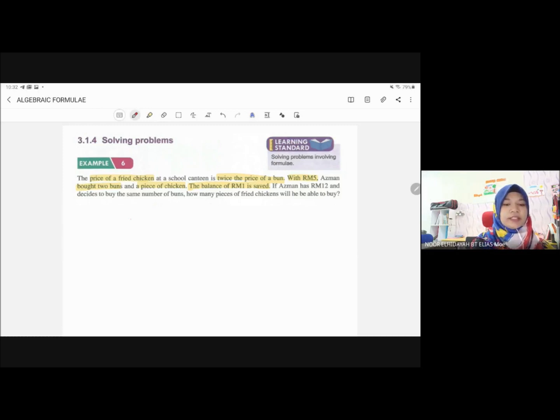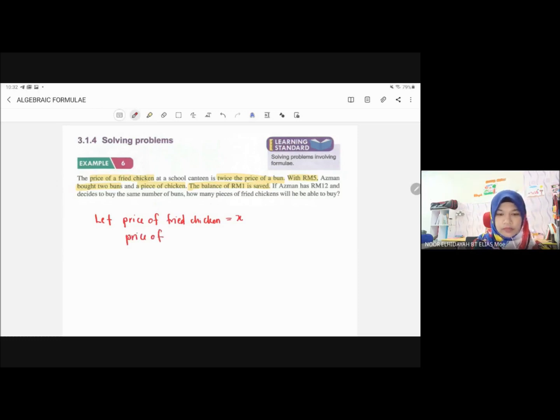Alright, ataupun kita come out with the formula. Alright, so kita gunakan let price of fried chicken. Sebab sekarang kita ada fried chicken ya. Price of fried chicken is equals to X. Kita tak tahu kan berapa price untuk fried chicken. Kita letakkan sebagai X.